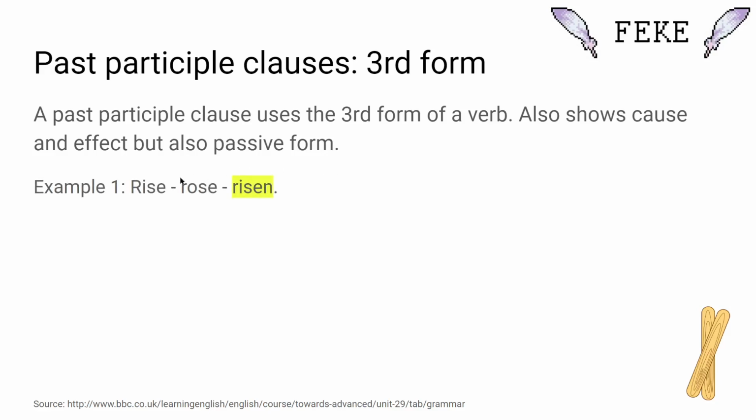Now, let's look at our first example, shall we? Here we have the verb rise. And you can see that I've highlighted the third form of rise. So rise, rose, risen. And here, students, it's important to be able to know how to change the tense of a verb. This is something that we're going to practice together. But the third form is the one that we will focus on here.